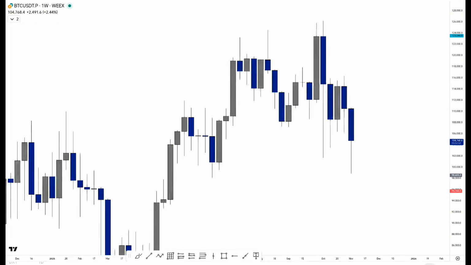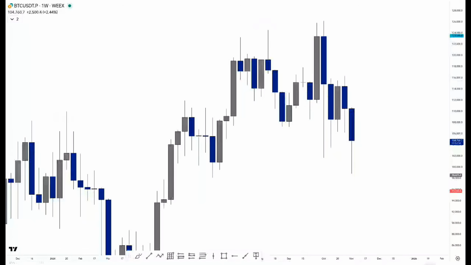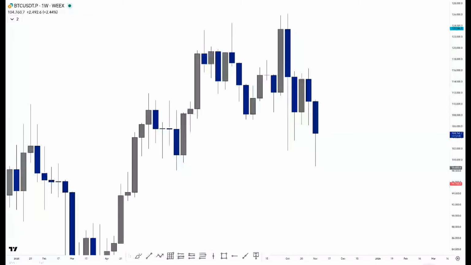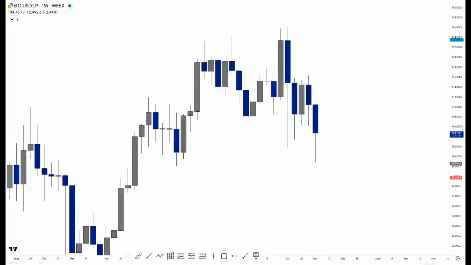So basically I use WZX exchange for my data feed, because I feel they provide the best and nice price action for crypto pairs generally. So what do we have on BTC on weekly time frame? So let's go on our line chart.